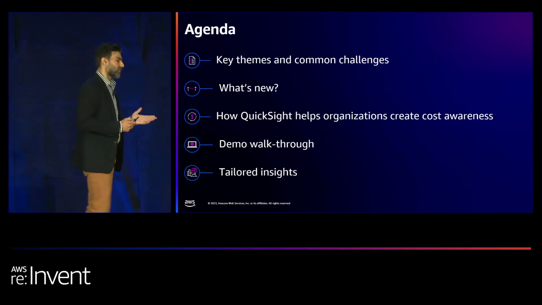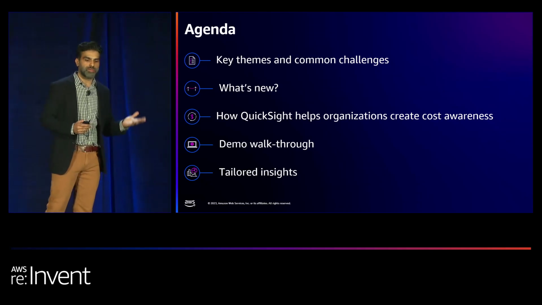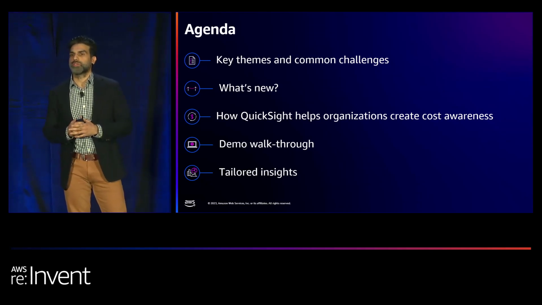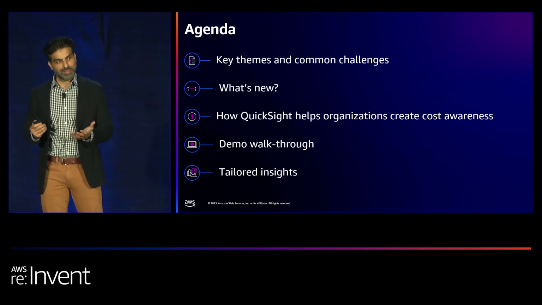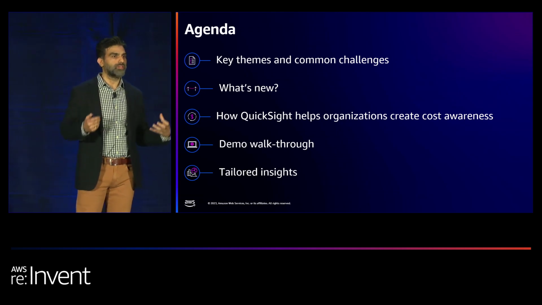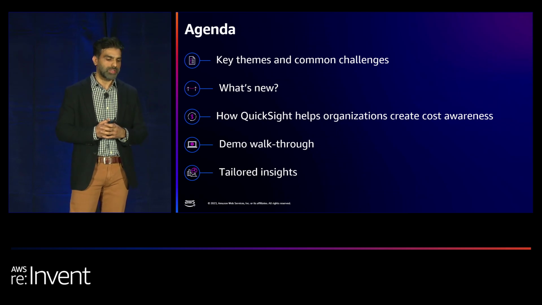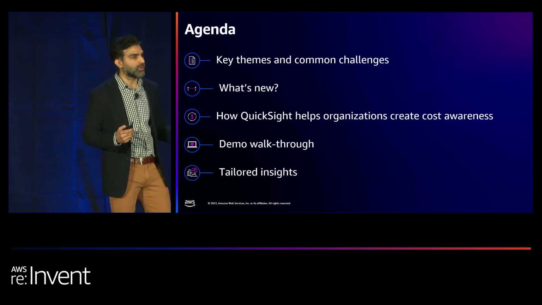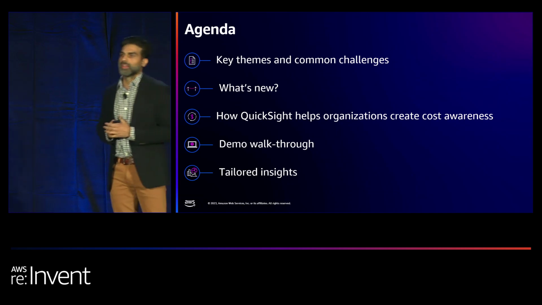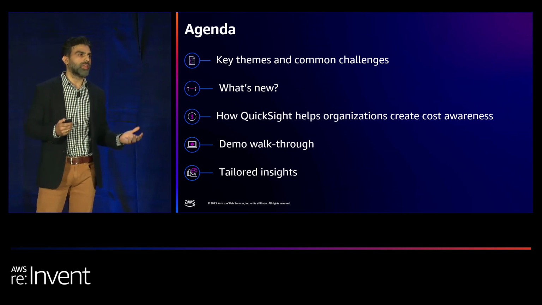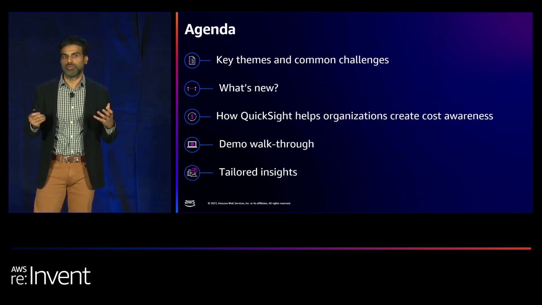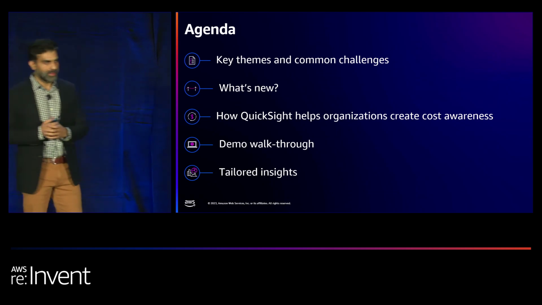All right. To kick things off, here's the agenda. So we're going to first kick off with explaining and highlighting a few themes and common challenges that customers face with respect to managing their AWS cost. We'll also talk about what's new, and more importantly, how that fits into the existing cost management family of services. We'll describe how QuickSight is helping organizations become more cost-aware. We also have a demo that will run through and explain some of the key use cases, and also showcase how you can customize the experience to really suit your organization's needs. So with that, let's get started.